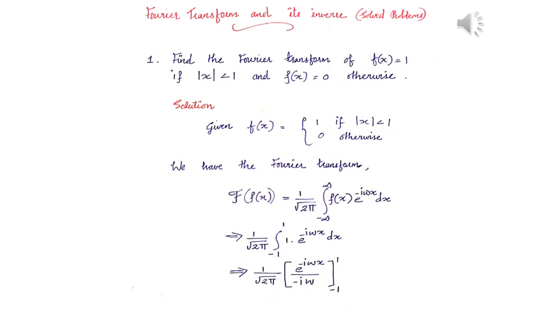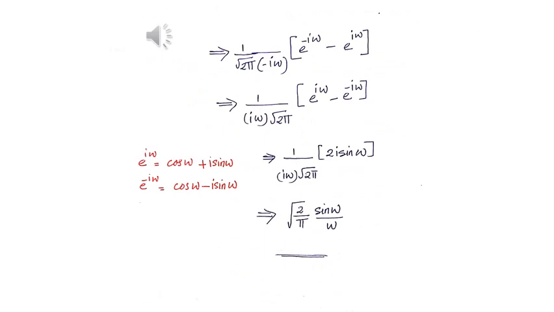Now let us see the next slide. After giving the limit, we will get 1 by root 2 pi into minus I omega into e raised to minus I omega minus e raised to I omega. That is 1 by I omega into root 2 pi e raised to I omega minus e raised to minus I omega.